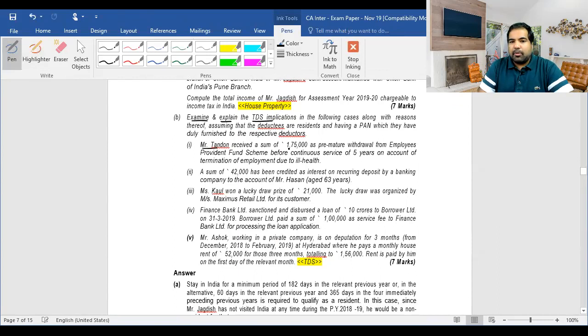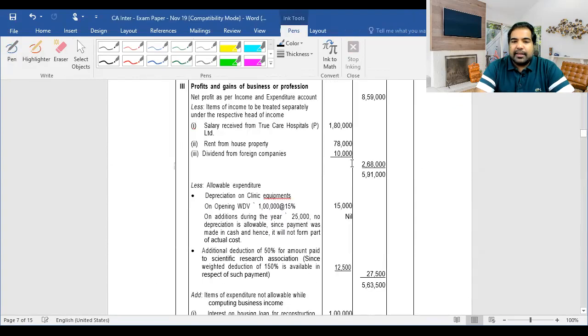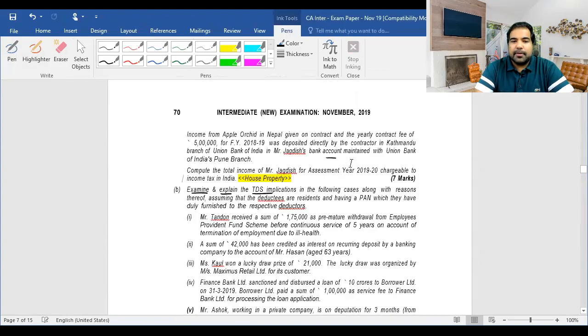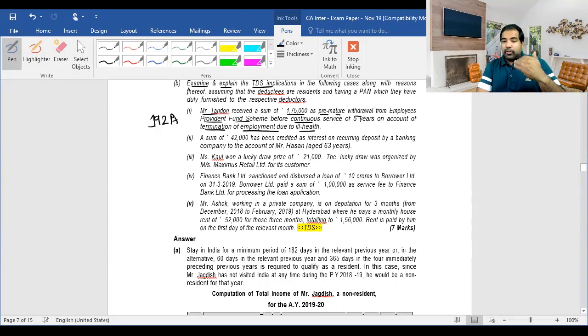Mr. Tandon received a sum of 1,75,000 as premature withdrawal from Employees Provident Fund before continuous service of 5 years on account of ill health. On account of termination of employment due to ill health, as per section 192A, any premature withdrawal of more than 50,000 should be subject to TDS, except if the termination is due to closure or ill health, so no TDS in this case.